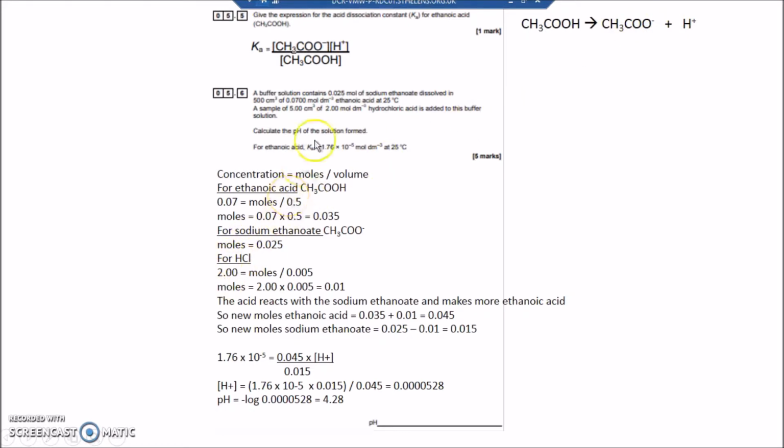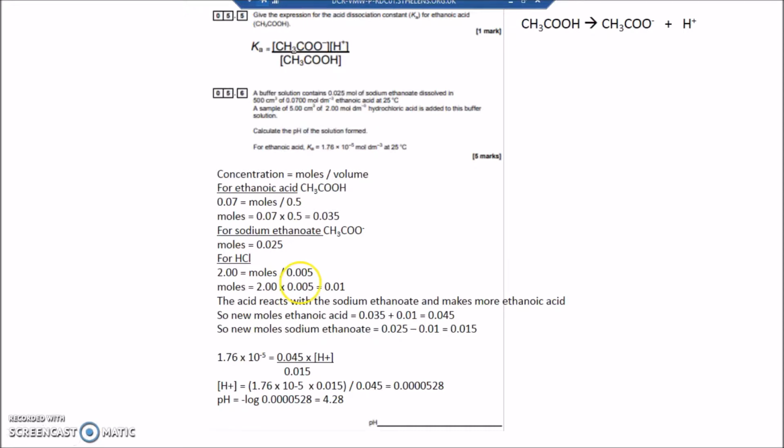For HCl, I've got some values for HCl. So I've got 5 cm3 of 2 mole per decimetre cubed. So that's my concentration here equals moles divided by 0.005. So I've taken the 5 cm3, turned it into decimetre cubed by dividing by 1000. And so moles of these two numbers multiplied together, moles is 0.01.